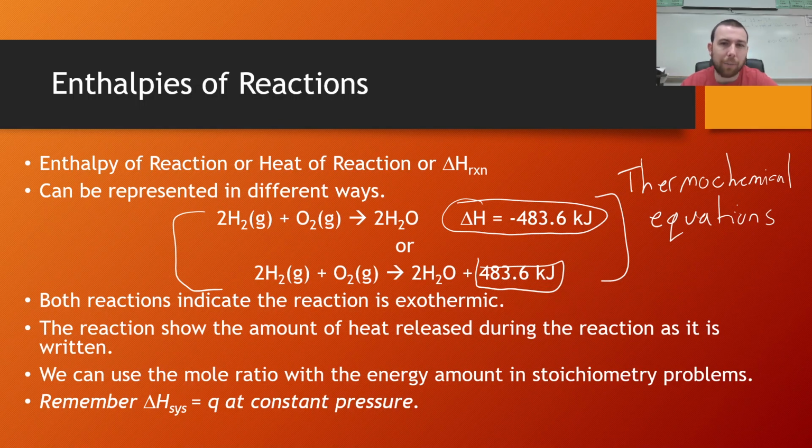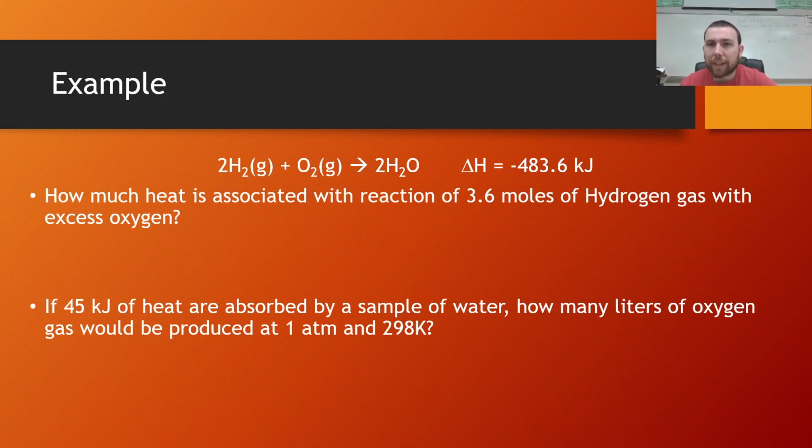Now let's look at a different example. We've got the same reaction, we've got the delta H, and we want to know how much heat is associated with the reaction of 3.6 moles of hydrogen gas with excess oxygen. So here they're telling us we've got plenty of oxygen, but instead of 2 moles of hydrogen reacting, we're going to have 3.6 moles.